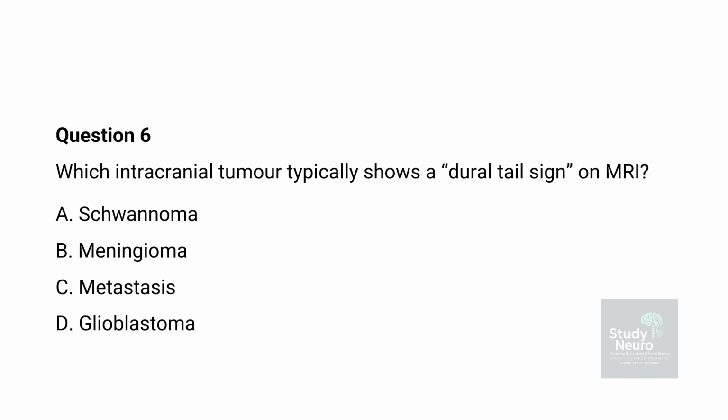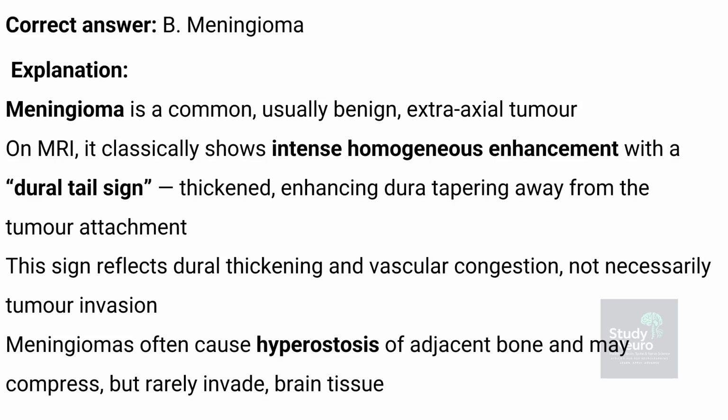Question 6. Which intracranial tumor typically shows a dural tail sign on MRI? A. Schwannoma. B. Meningioma. C. Metastasis. D. Glioblastoma. The correct answer is Meningioma. This extraaxial tumor arises from arachnoid cap cells and is usually benign.